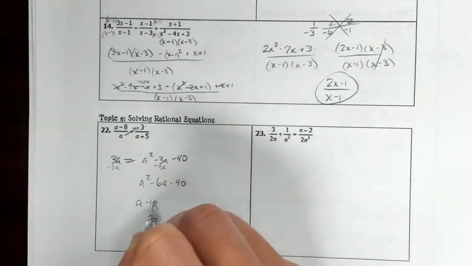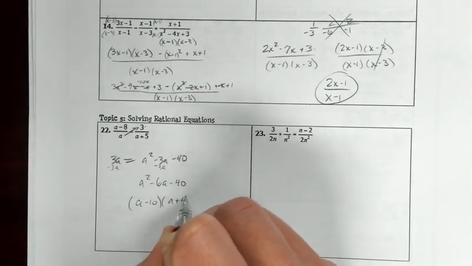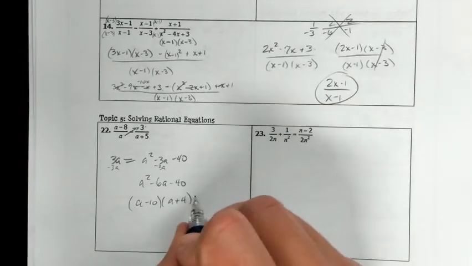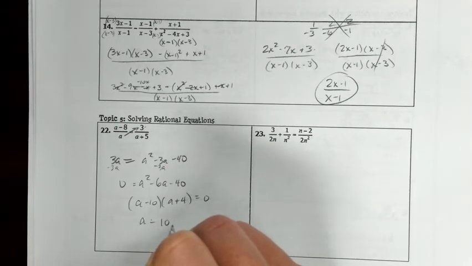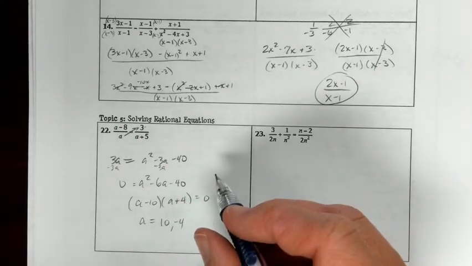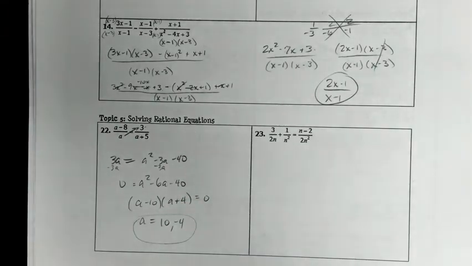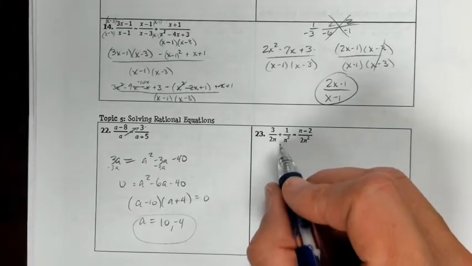It's a minus 10, a plus 4. That's equal to 0, right? Because we moved that over. Alright, so a equals 10 and negative 4. Alright, looking at this one.